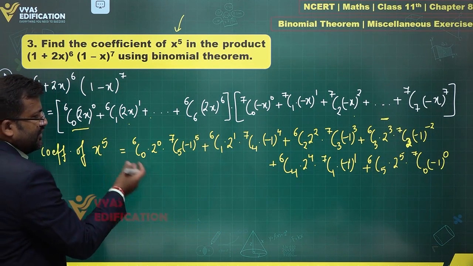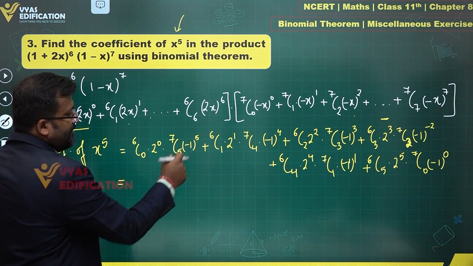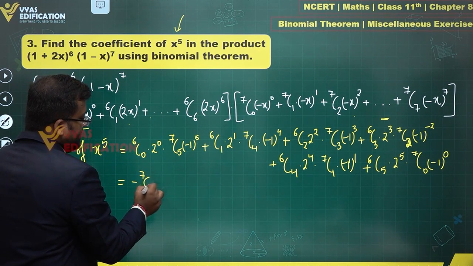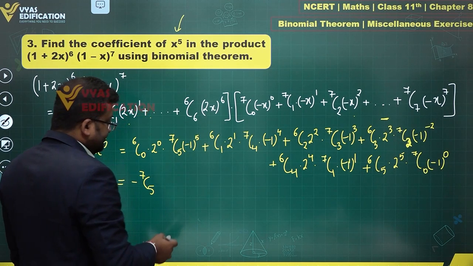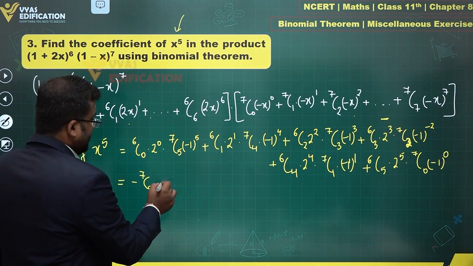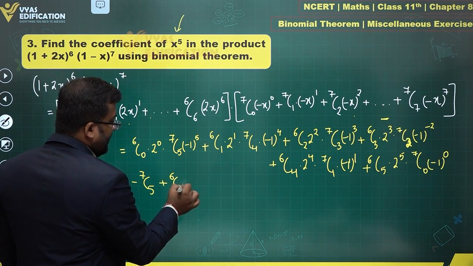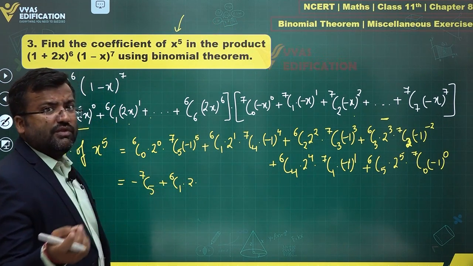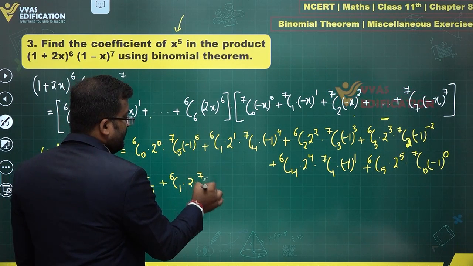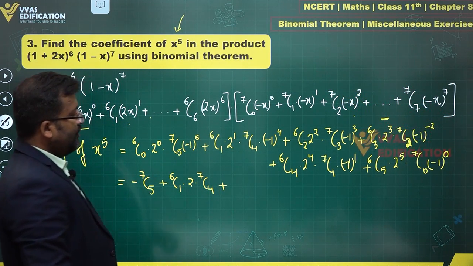6C0 is 1, 2 power 0 is also 1. 7C5 is important with a minus. So this is minus of 7C5. That's what we are interested in. First thing. 6C1, let me write that 6C1 as it is. 6C1 into 2 into 7C4 with a minus 1 power 4, which will be plus. This is 7C4 plus. What next?